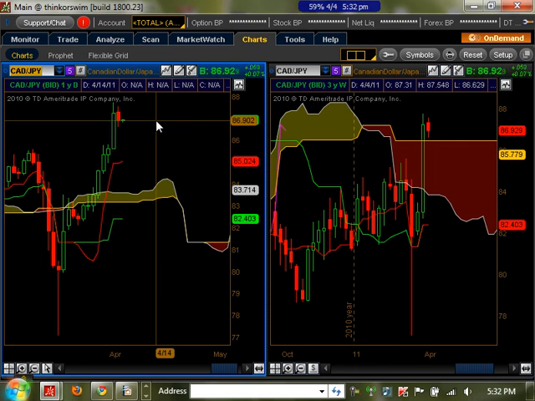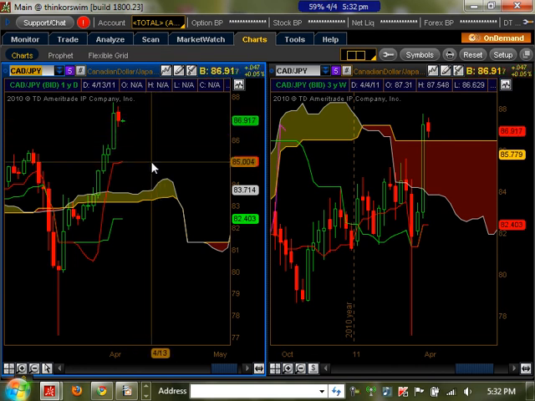So watch out for the CAD yen in the next couple of weeks for a potential upward trend if price action behaves normally. That's it for this week.